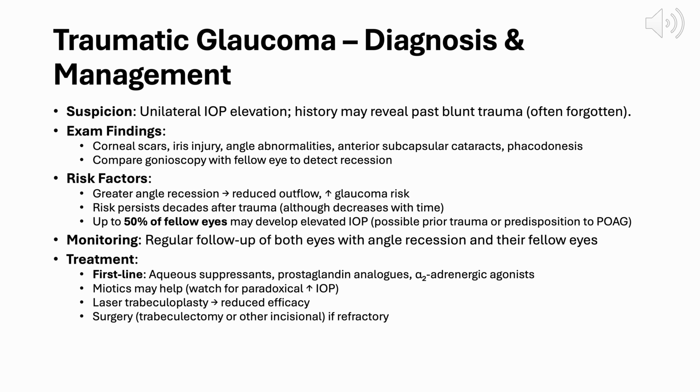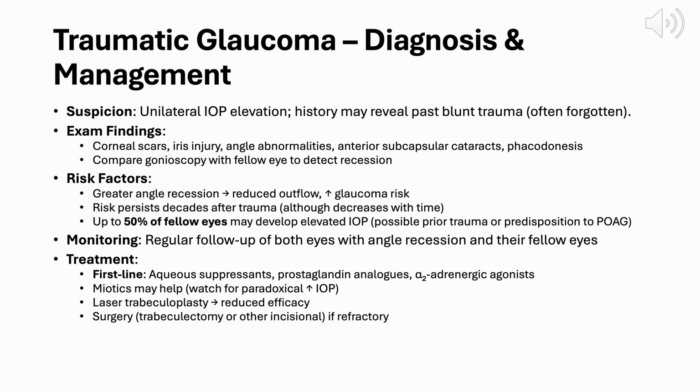Several risk factors are important. The greater the angle recession, the more likely there is reduced outflow and a higher risk of glaucoma. This risk persists for decades after trauma, although it tends to decline somewhat with time. Importantly, up to half of fellow eyes can also develop elevated intraocular pressure, either due to prior unnoticed trauma or a predisposition to primary open-angle glaucoma. Because of these risks, patients need regular follow-up of both the traumatized eye and the fellow eye.